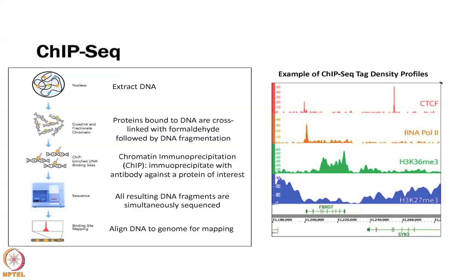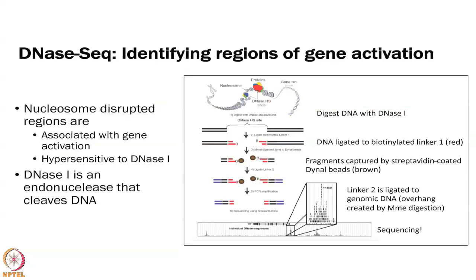This is a typical example: CTCF would be the protein, and then you pull down and you can see that there are a lot of reads in this area here. You could look at RNA polymerase, or a methylation status, so you can look at a whole bunch of different things. Anything you can pull out and sequence after you do this, you can look at with this kind of method. Any questions so far? Okay.